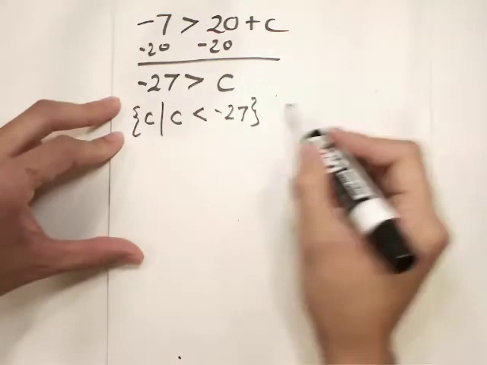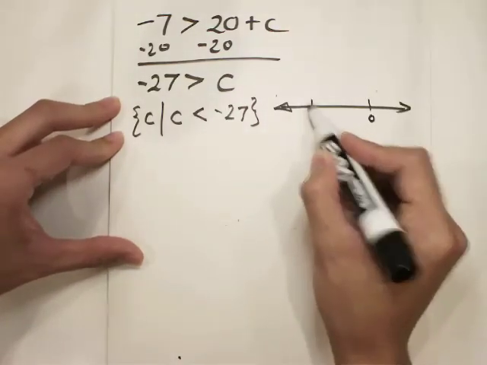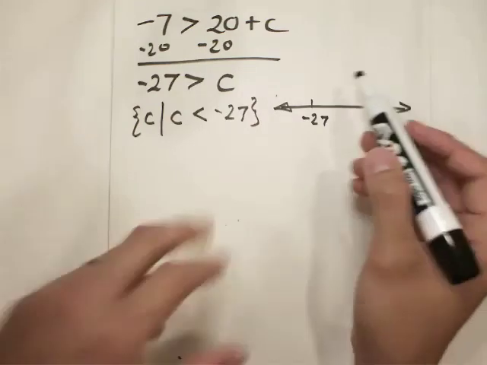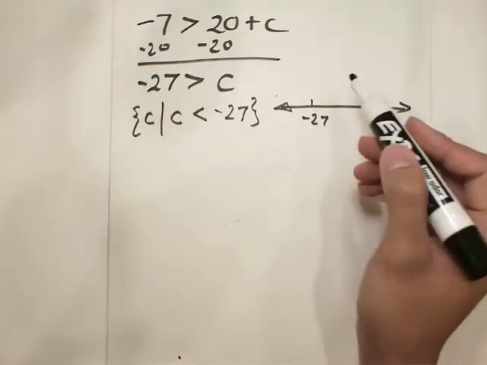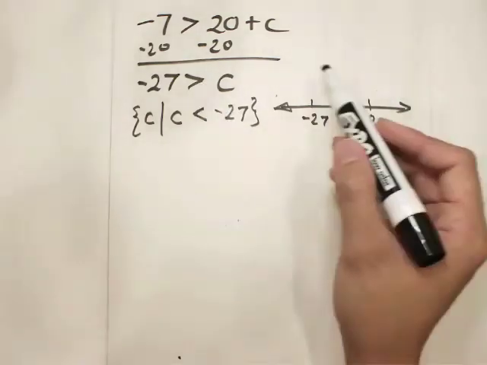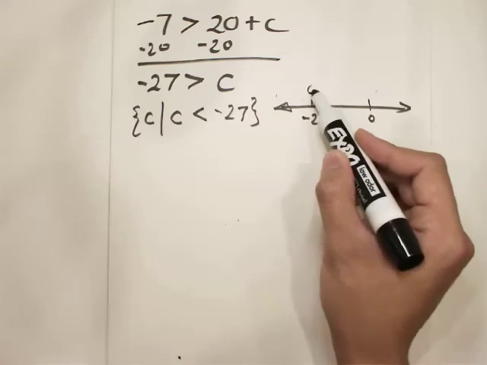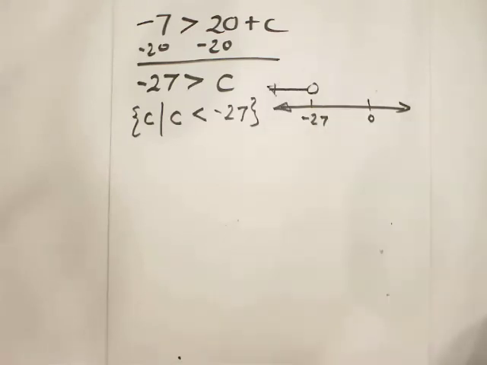So when you try to graph that in a number line, here's my 0. I'm just going to go and try to locate negative 27, which is on the left-hand side. And we know c is less than that, so therefore less is to go to the left-hand side. And since the symbol tells us that we don't include, don't include means we have to use the open circle, and it's going to be pointing to the left-hand side. That's how we got our answers.